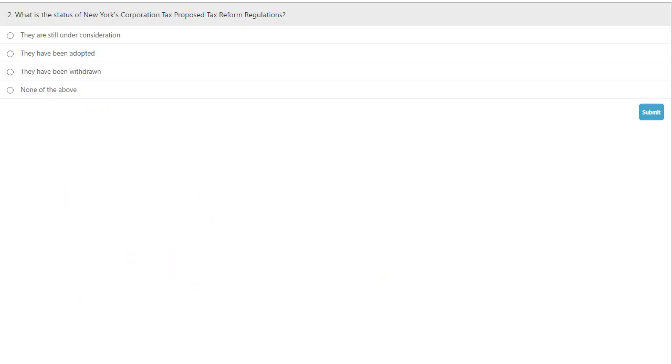We'll move now to our second polling question, which is, what is the status of New York State's proposed regs on the tax reform? Are they still under consideration? They've been adopted, they've been withdrawn, or none of the above? I'll give you a minute or so to enter your response, and don't forget, in order to receive CPE, you need to respond to the polling questions.